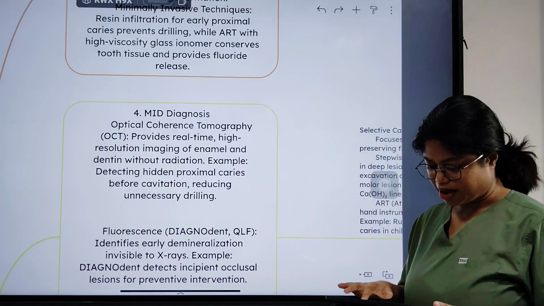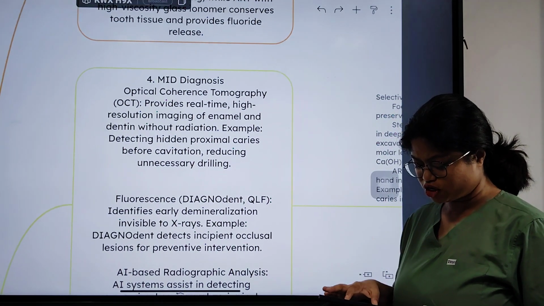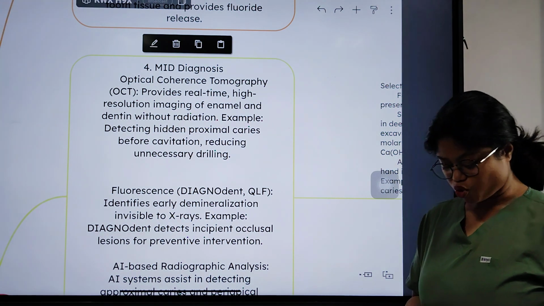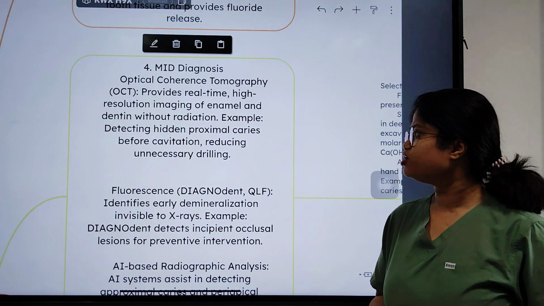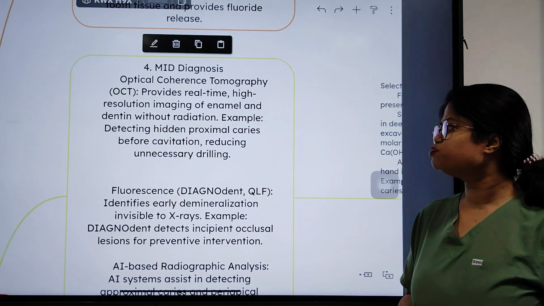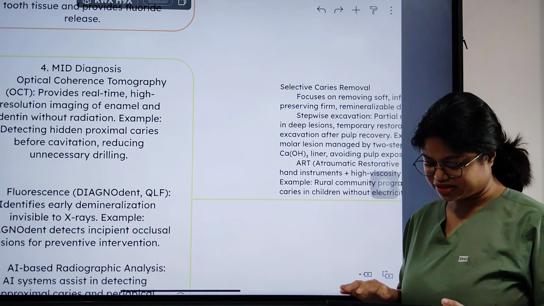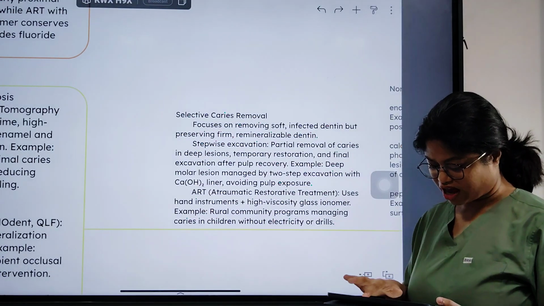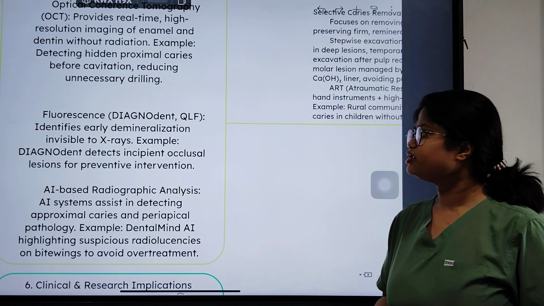Now coming to MID, which plays a role in diagnosis. We have various modalities in it. First comes optical coherence tomography. This provides real-time high resolution imaging of enamel and dentine without radiation. For example, we can detect hidden proximal caries before cavitation, reducing unnecessary drilling and minimizing aggressive dentine and enamel excavation. Also comes the use of fluorescence in the form of DIAGNOdent and QLF.